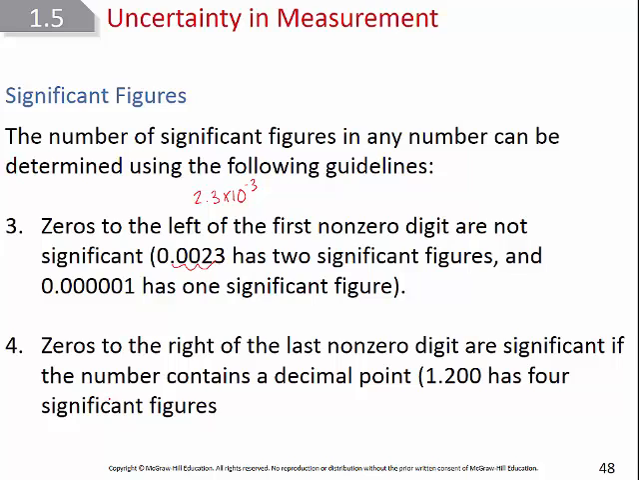All right, so what if the 0 is to the right? Here's where the rules split again. Zeros to the right, so on the end, are significant if the number contains a decimal point. It does not matter where this decimal point is. It does not have to be on the end. It can be anywhere there. If there's a decimal anywhere, we get to count the zeros on the end. So 1.200, because I have a decimal, those zeros get to count. So 1, 2, 3, 4 significant figures.